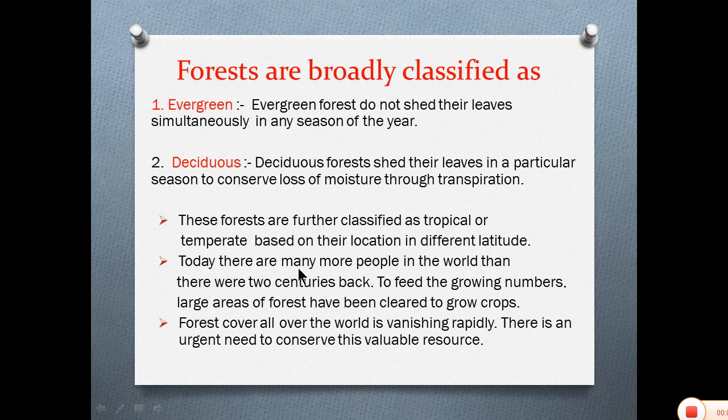Today, there are many more people in the world than there were 2 centuries back. That is, the population has doubled. To feed the growing numbers, large areas of forest have been cleared to grow crops. Since the population is increasing, people need to be fed. So what is happening? The forest cover is being removed, and that is converted to agricultural lands. Forest cover all over the world is vanishing rapidly. There is an urgent need to conserve this valuable resource.